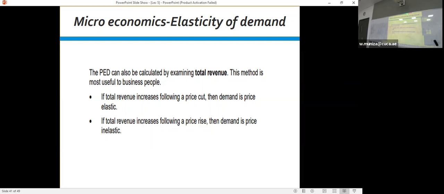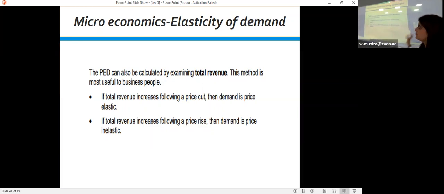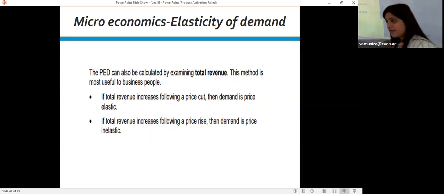Say, for example, if total revenue increases following a price cut, the demand is price elastic. If the revenue of the organization is increasing because they have decreased the selling price, it means that the product is price elastic. By changing the selling price, this is changing the demand of the particular product. So the product under consideration is price elastic.